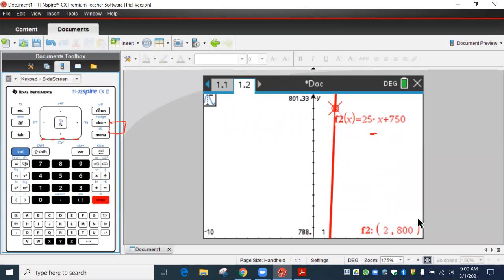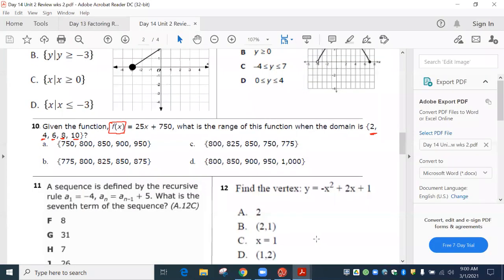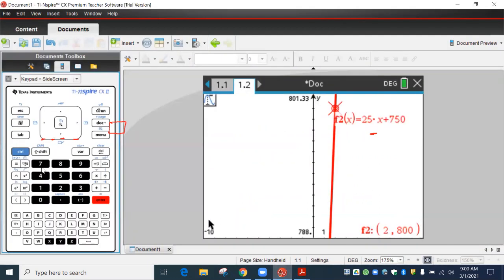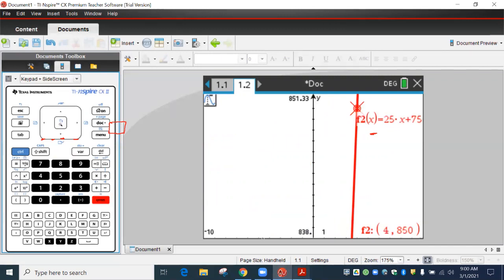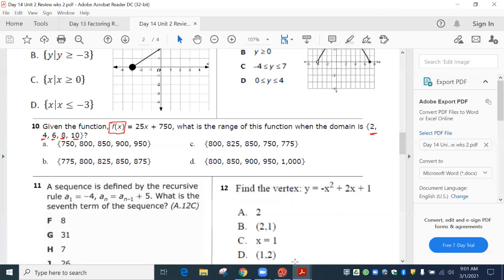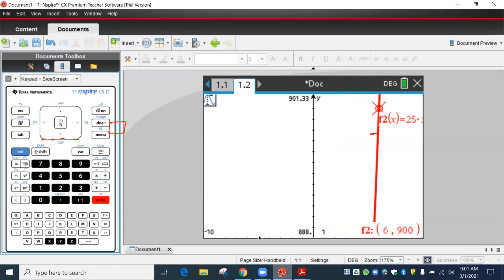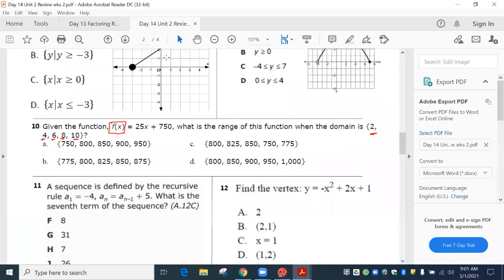What does it say? So right here, you type in 2, hit enter, 800. So look at your answers. Oh, they all have an 800, don't they? Okay, so that doesn't help because they all have an 800. Type in 4 and enter. 850. Do they all have an 850? Okay. Type in what's next? 6. 6 and 900. Do they all have a 900? No. Nope. So let's mark off anything that doesn't have 900.